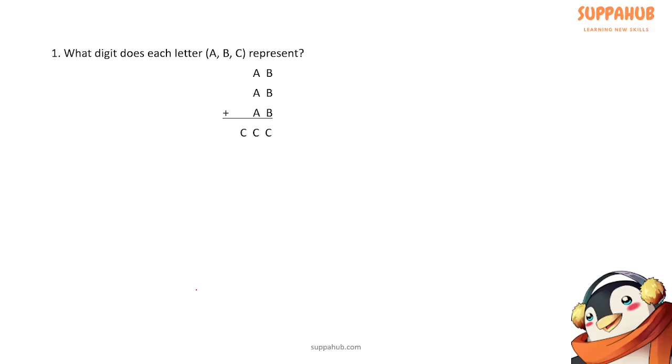Now that you have gone through the important principles of Cryptarithm, let's try the first question here. You have AB plus AB plus AB. So basically, what is this? This is nothing but 3 times AB, which is a number, giving you CCC.